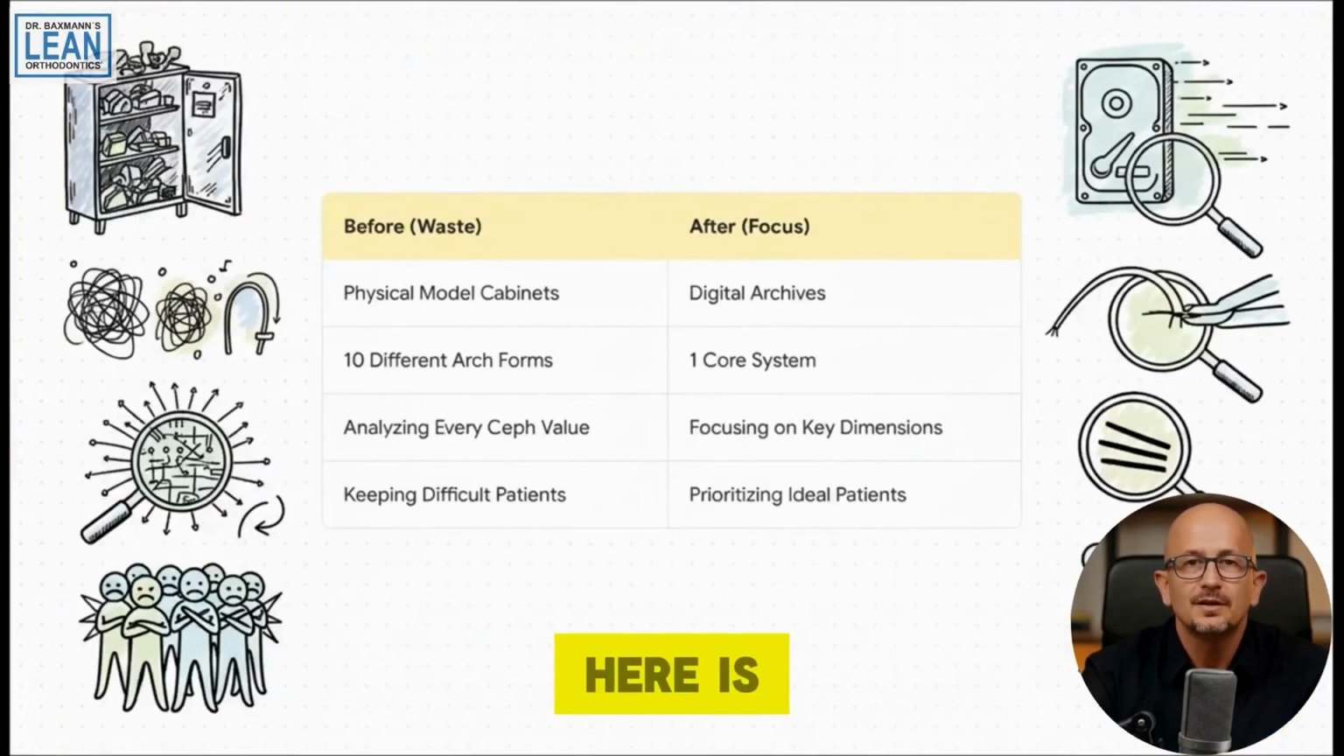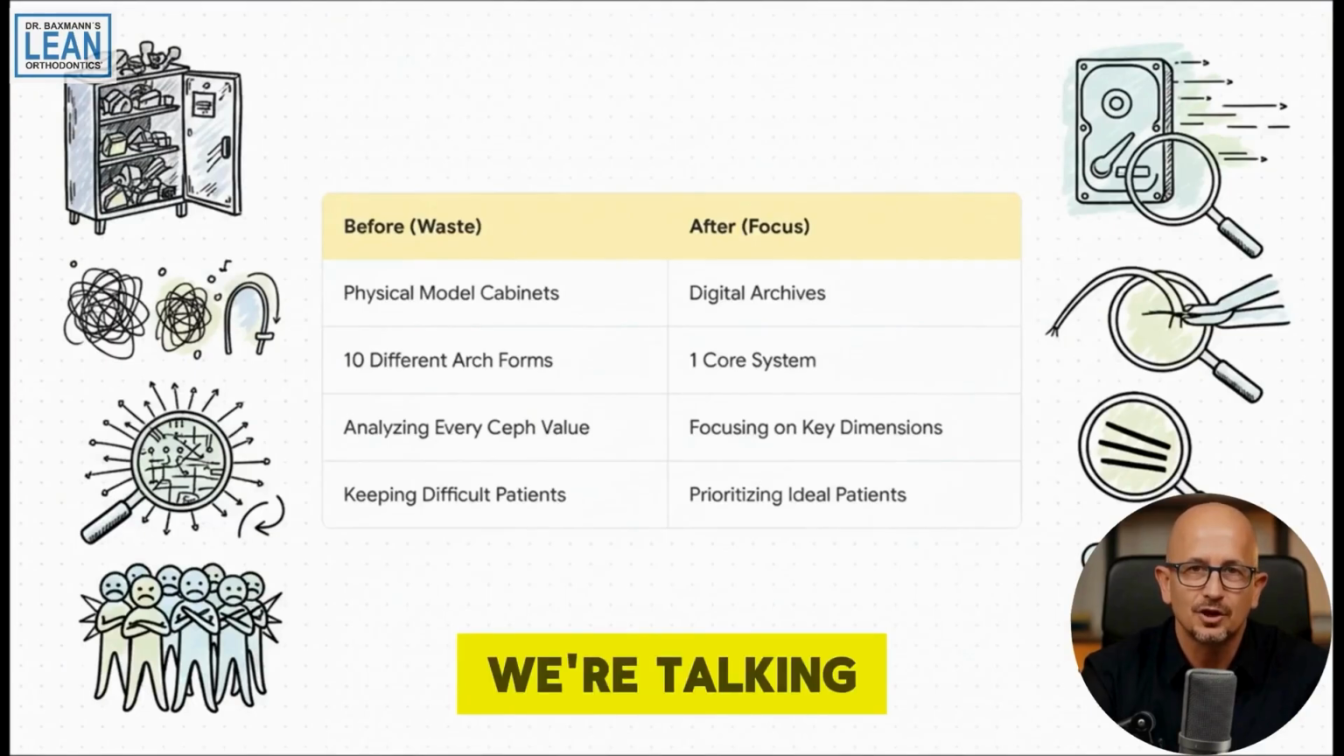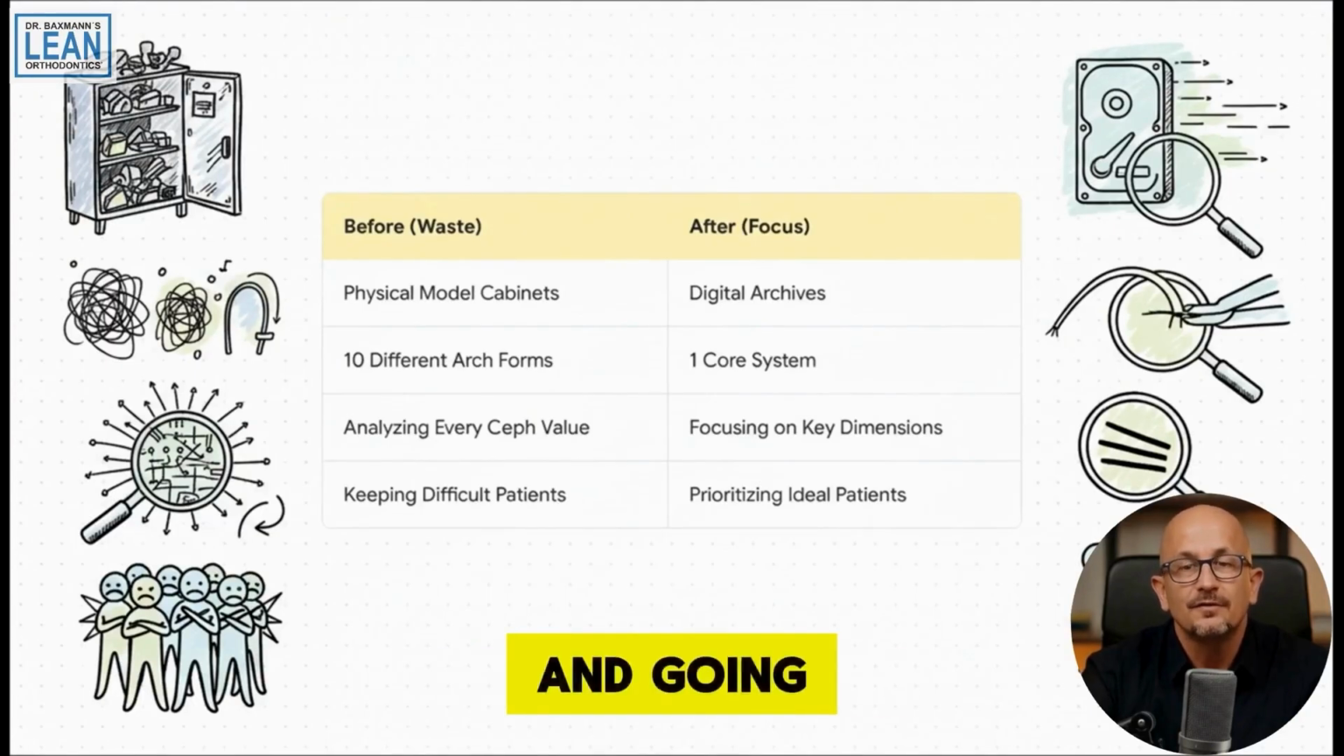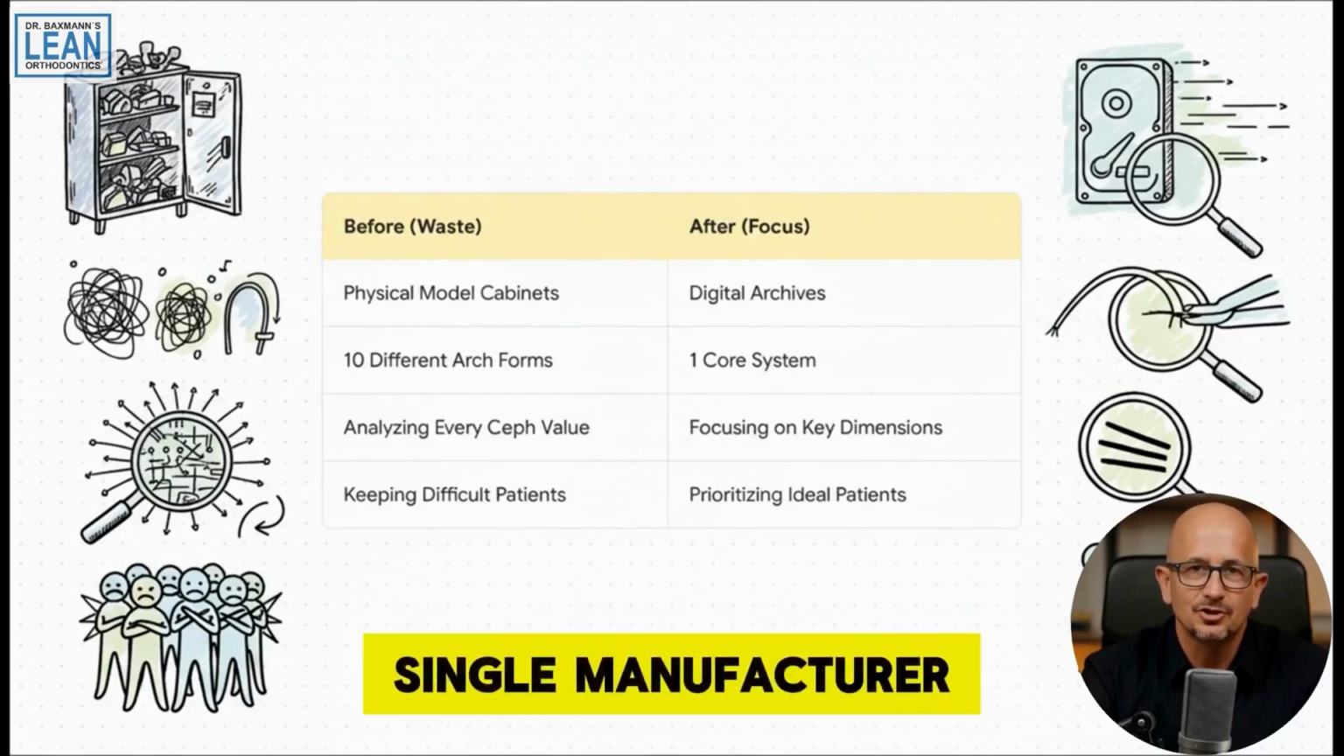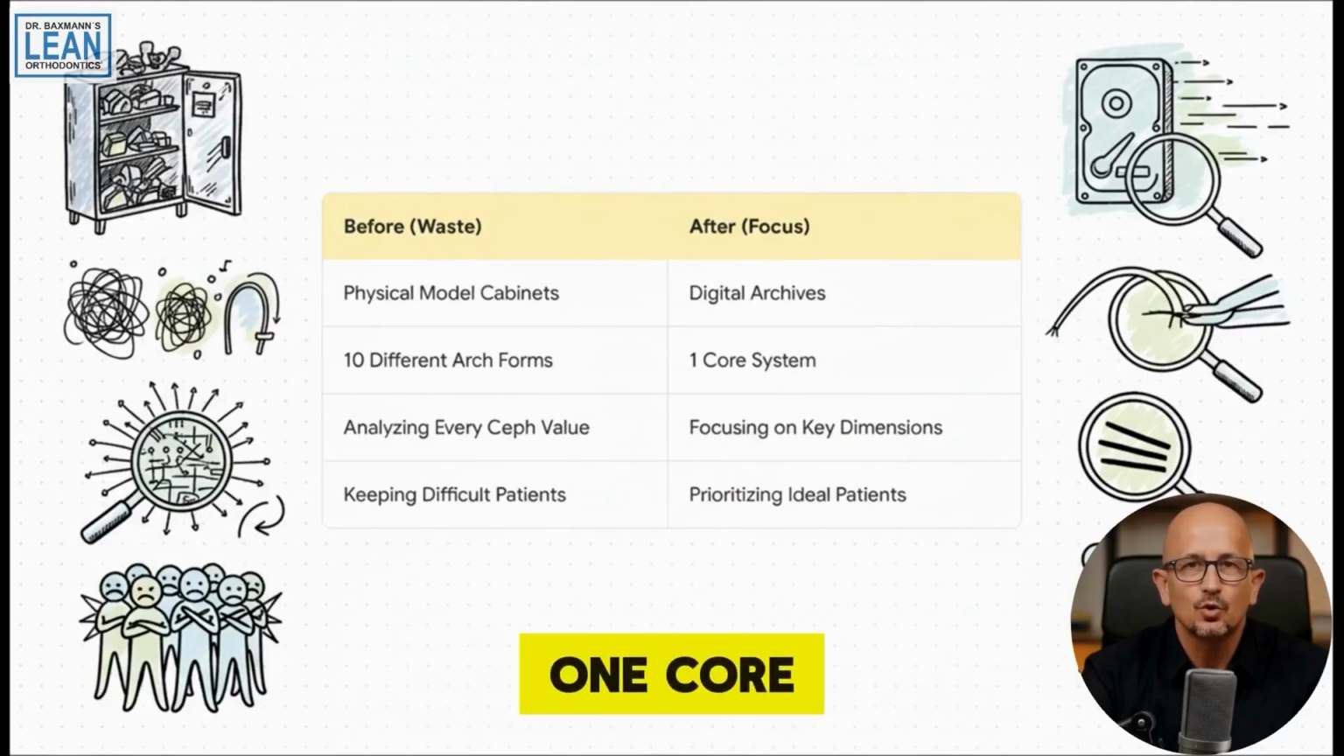Now, what's so powerful here is how broadly this concept applies. We're talking about getting rid of those old physical model cabinets and going fully digital, freeing up all that space. It also means stop collecting materials from every single manufacturer you meet at a conference. Instead, master one core system. Ask yourself, do you really need 10 different arch forms? Or could you just perfect your wire bending for that rare outlier case?